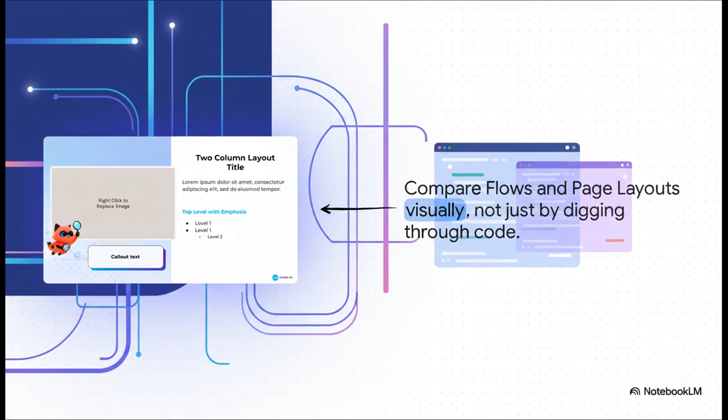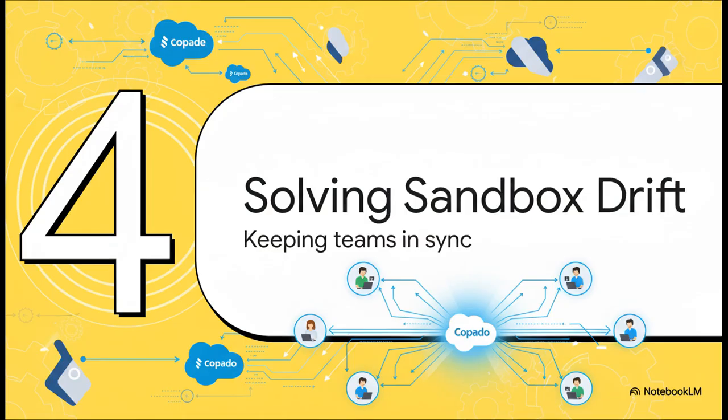Honestly, this is so powerful. For things like flows and page layouts, seeing the difference visually is a total game changer. You can immediately see what a change does without having to be an XML whisperer. It makes code reviews way faster, way more accurate, and, let's be honest, just a lot less painful for everyone involved. Now, fixing the individual commit is one thing, but let's zoom out to the bigger team-wide problem, sandbox drift.